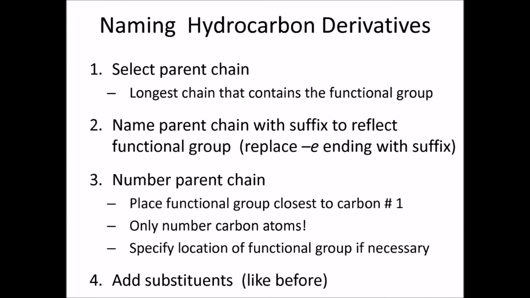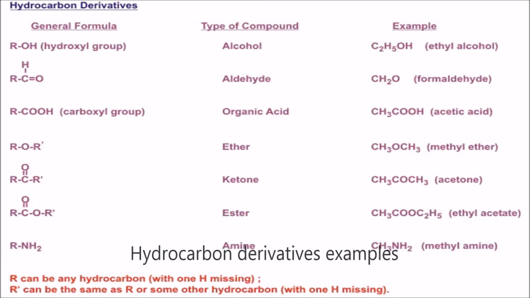In hydrocarbon derivatives, the first step is to select the parent chain, the longest chain that contains the functional group. The second step, name the parent chain with a suffix to reflect the functional group. Replace the ending with the suffix. The third step, number the parent chain. Place functional groups closest to carbon number 1. Only number carbon atoms. Specify the location of the functional group if necessary. And at the end, add substituents if there are any.